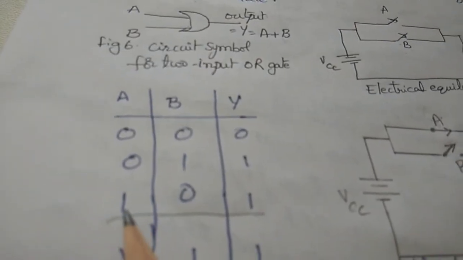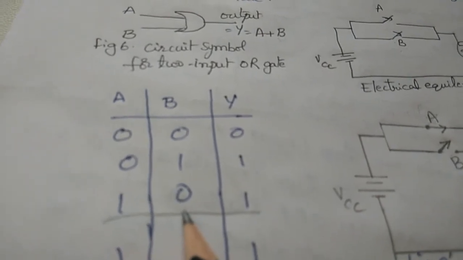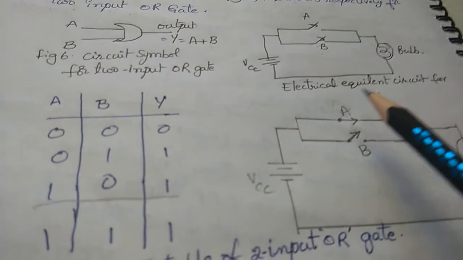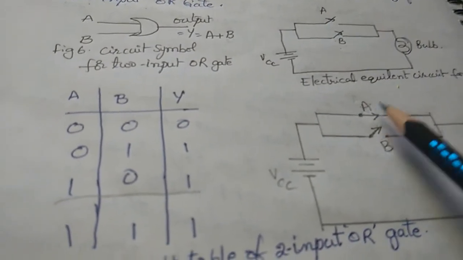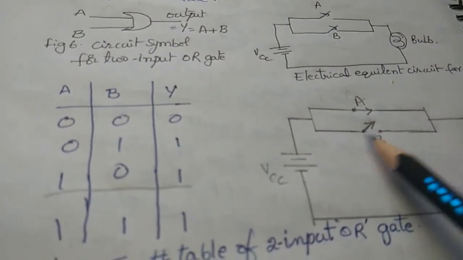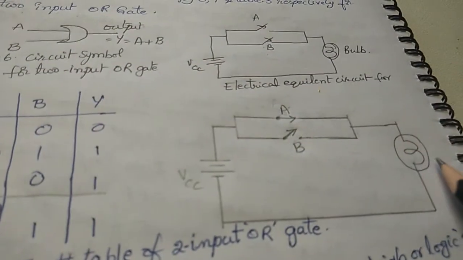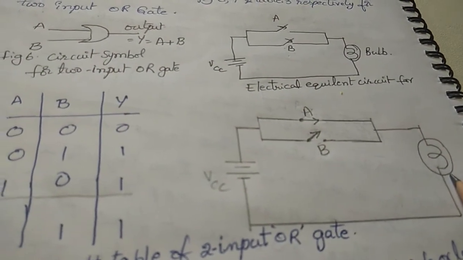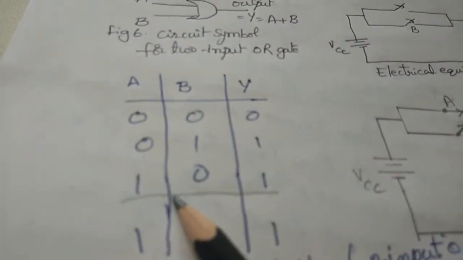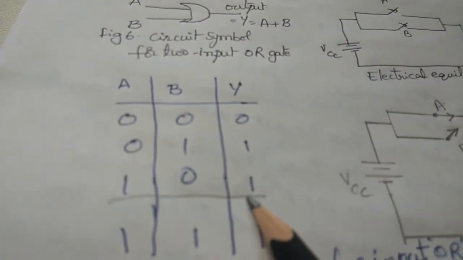Similarly, when inputs are logic 1 and logic 0, that is A is 1 and B is 0, switch A is closed and B is open. Then the current flows from VCC through A to the bulb, and the bulb is in the on state. For 1 0, the output is logic 1.